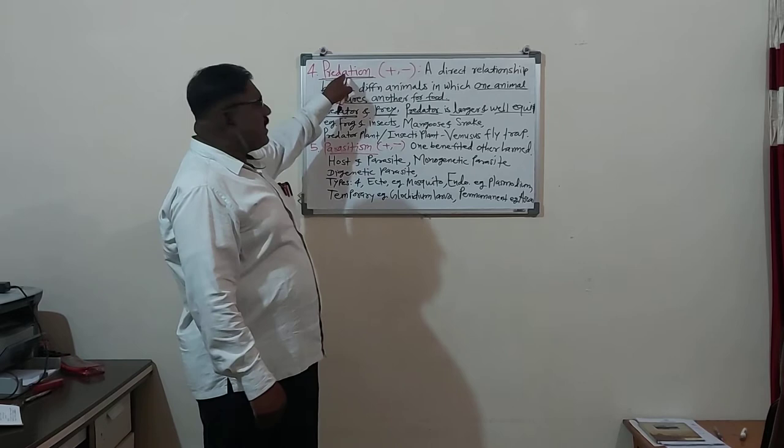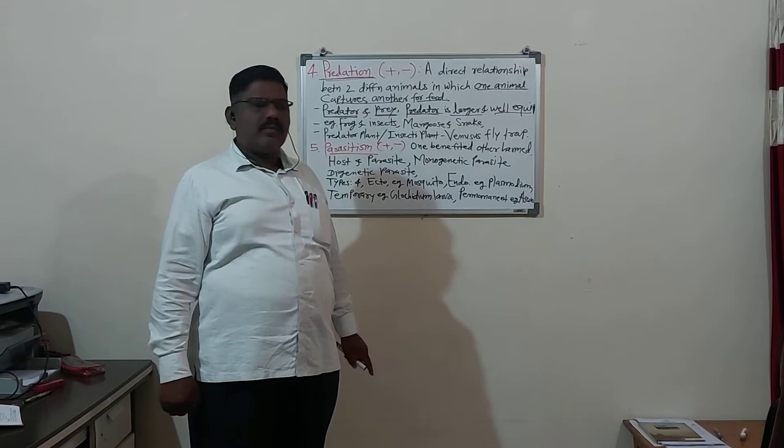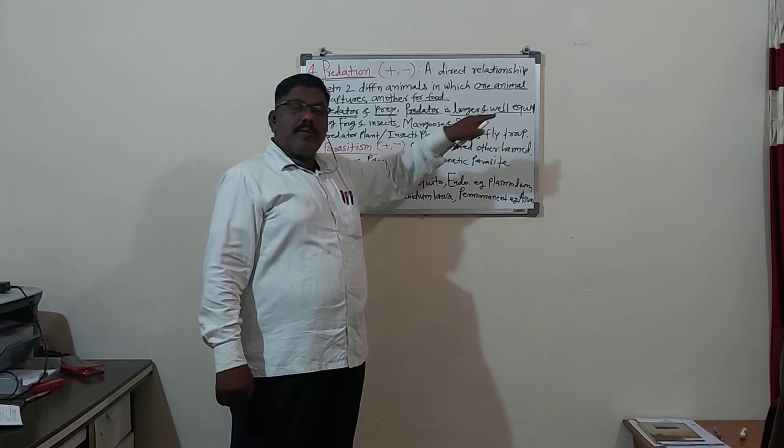Predation, predator relationship, characteristics of the predator. Predator is always larger. Predator is well equipped. Predator having the high power of vision for searching the prey.